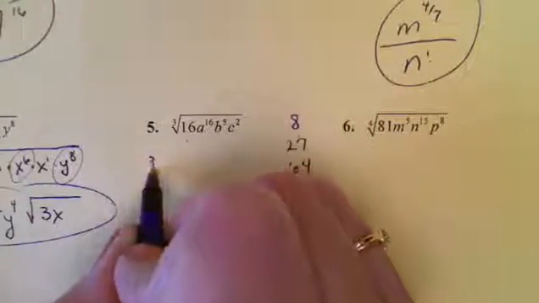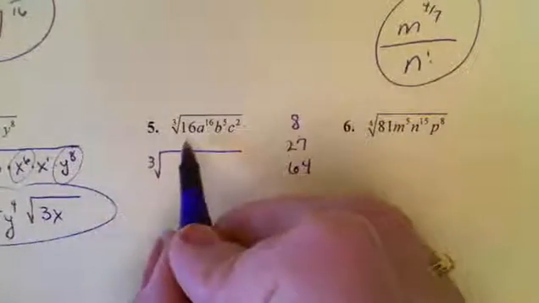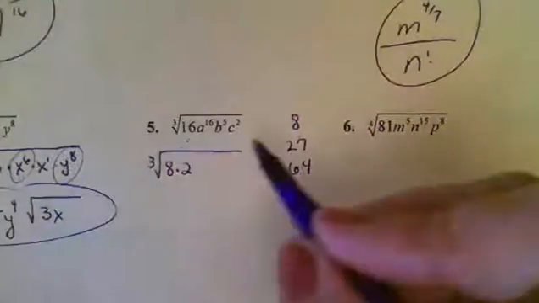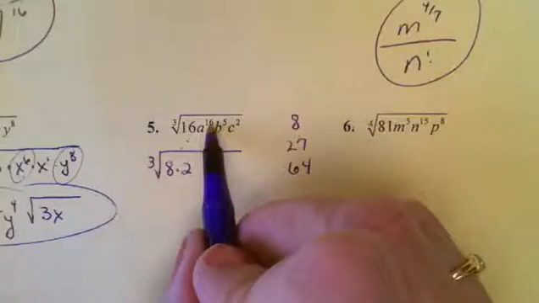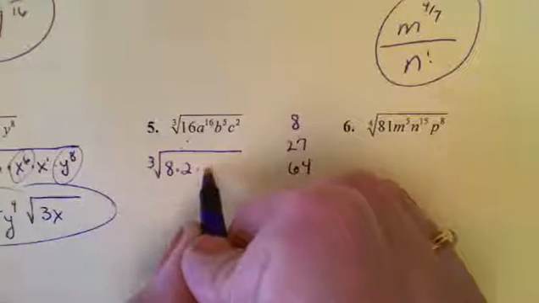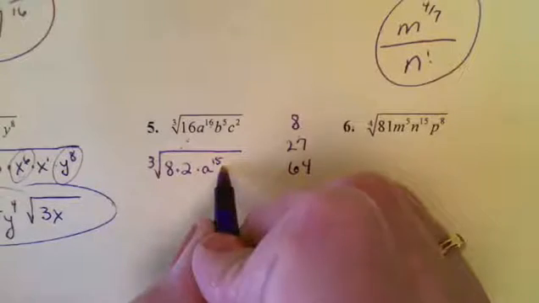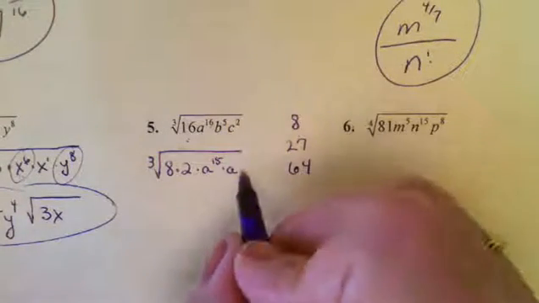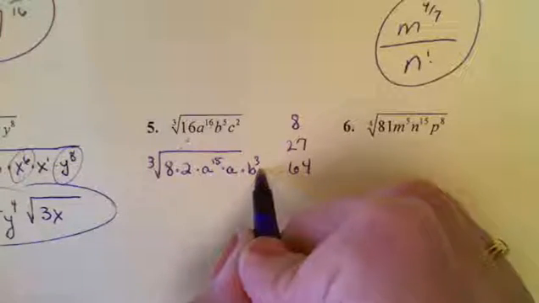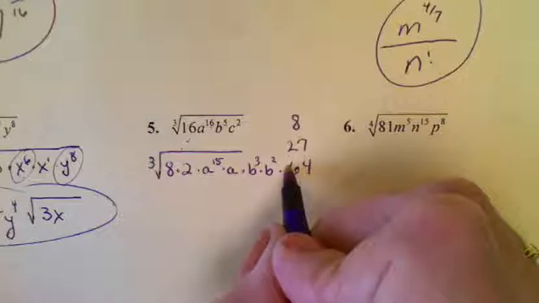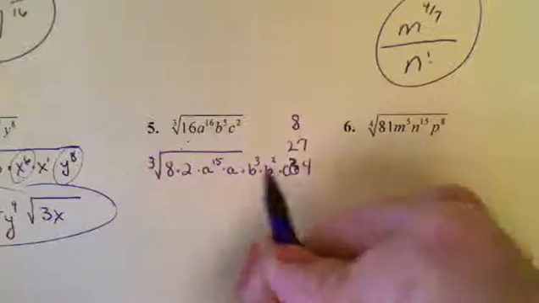So again, I'm going to write one big long cubed root. 16 I'm going to write as 8 times 2. Now to be a perfect cube, the exponent has to be divisible by 3, because now that's my root. So the a to the 16th, I'm going to write as a to the 15th times a to the 1st. B to the 5th, I'm going to write as b to the 3rd and a b squared. And a c squared I can't take anything out of, so I have to leave it as c squared.